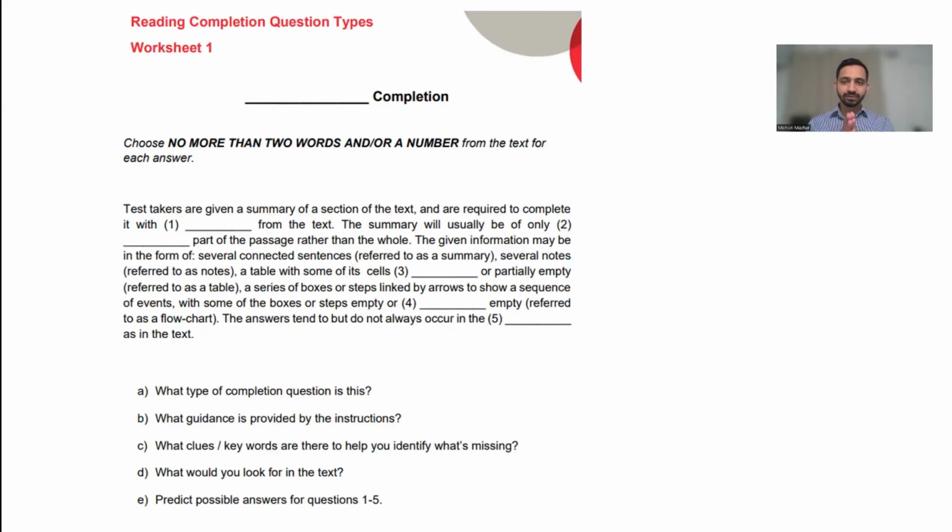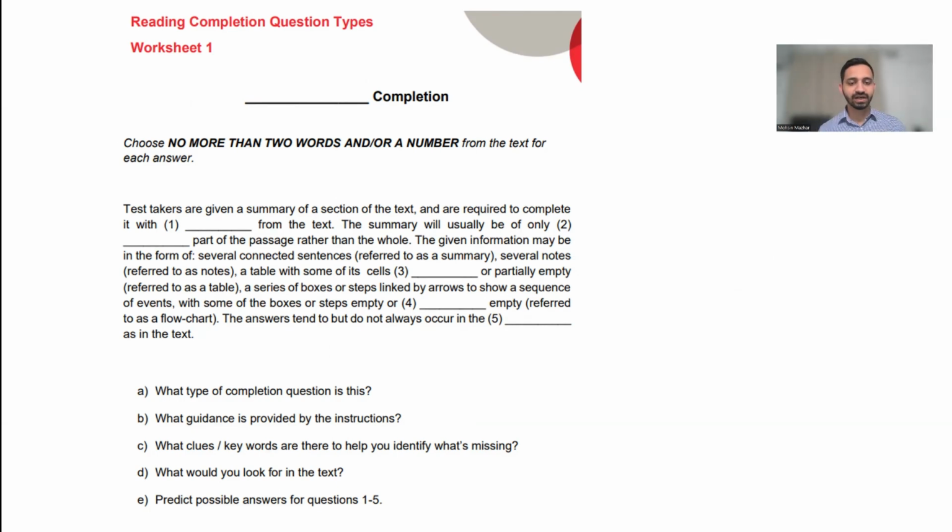Let's just do a warm-up activity where you are going to complete this table on your own without reading anything. This is just a prediction kind of a sheet where you will predict the answers. So what type of completion is it? Is it summary? Is it a table? Is it a flowchart? Is it note completion? What type of completion is this, right?